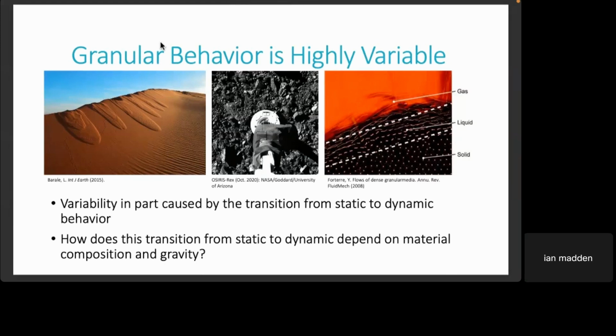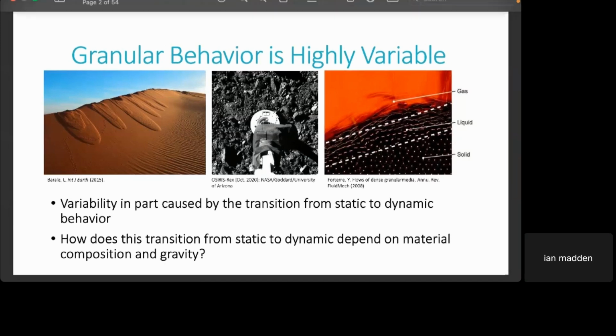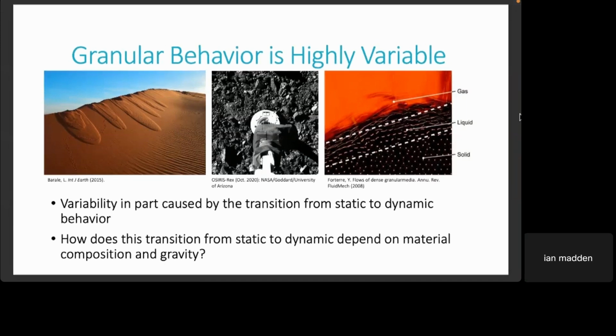So specifically with granular materials, what we're interested in is the jamming transition. So both on Earth and also out in space, famously with like the OSIRIS-REx mission, the jamming transition between a granular material behaving statically to behaving dynamically can cause all sorts of problems. And we essentially just want to understand how that transition depends upon material properties and on the external gravitational condition. So next slide, please.